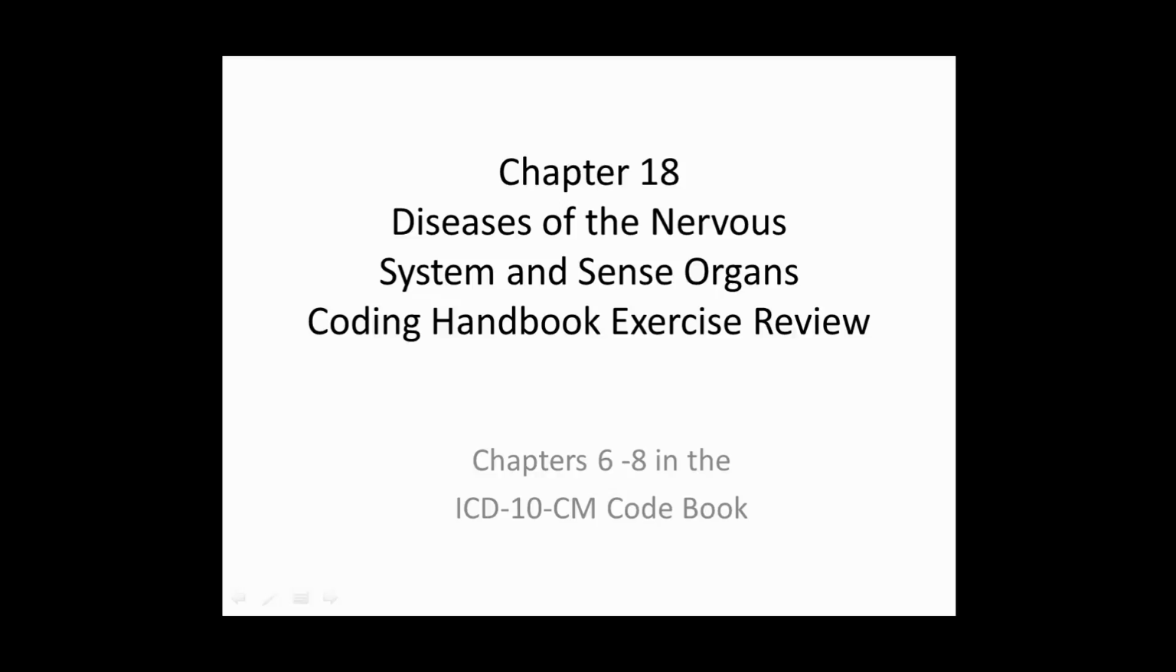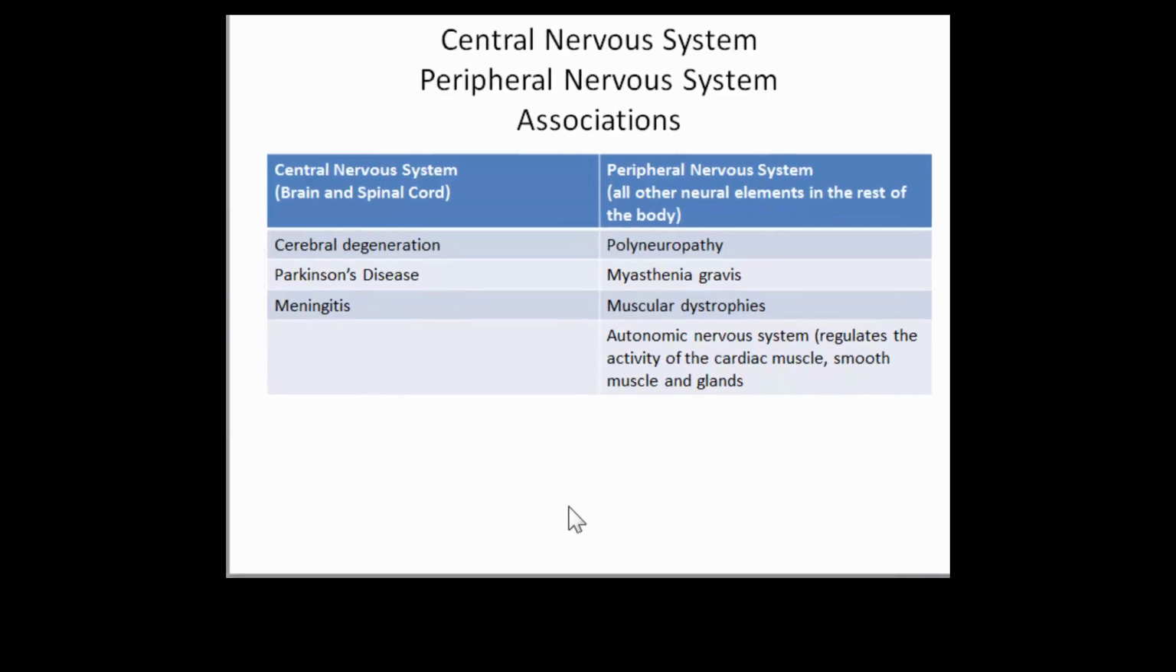Today we're going to look at Chapter 18, Diseases of the Nervous System and Sense Organs, and this corresponds to Chapters 6 through 8 in the code book. Let's talk about the nervous system now.